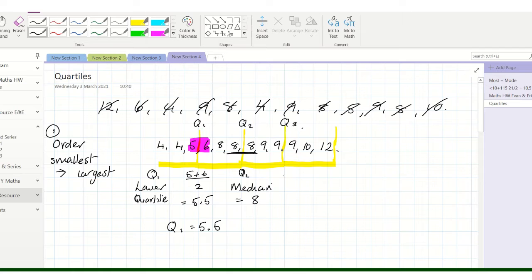Then Q3 is called the upper quartile. We can see here that the numbers are both 9. Let me just grab a different color. 9 and 9. So the upper quartile is the mean of those two numbers, so it's also going to be 9. I'm also going to highlight that it's these two middle numbers that give us the median. So Q1 is the mean of 5 and 6, Q2 is the mean of 8 and 8, and Q3, the upper quartile, is the mean of 9 and 9, which is 9.